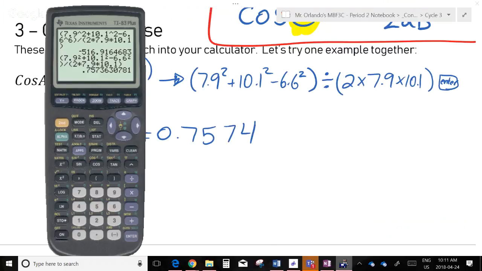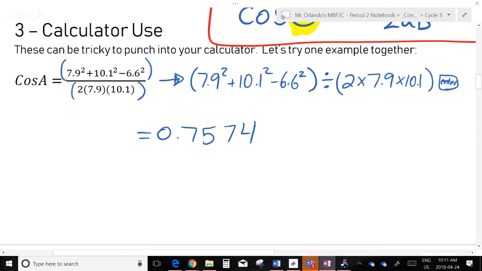Now, let me ask you, is that the angle A? Is my angle 0.75 degrees? How do I actually find it in degrees? Well, when we did sine law to find an angle, we had to use second function sine, right? We had to look up the sine. In this case, what am I looking up? I'm looking up the cosine. So how am I going to punch this into my calculator? I'm going to say that the angle A will just be the cos inverse of 0.7574.